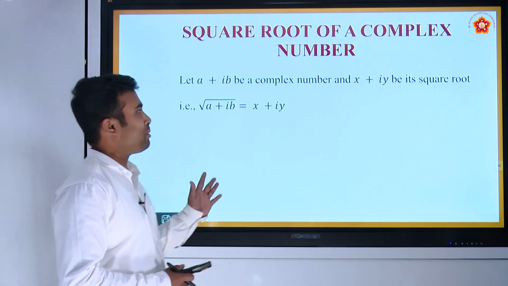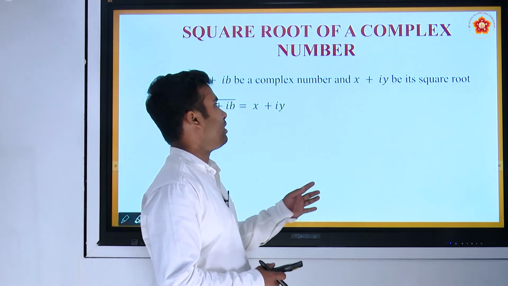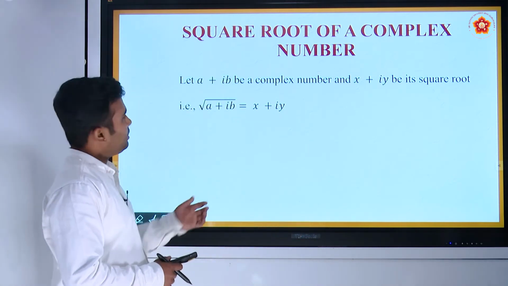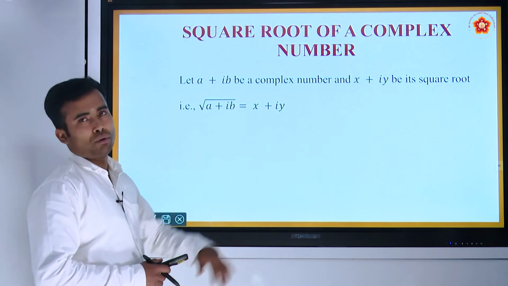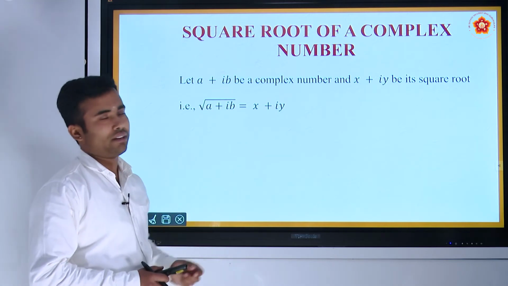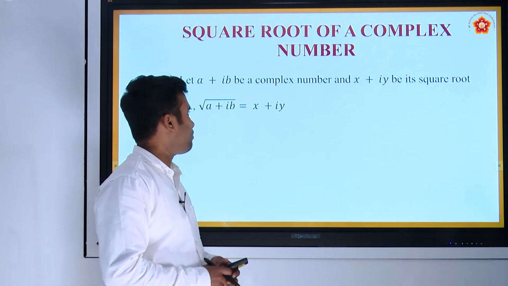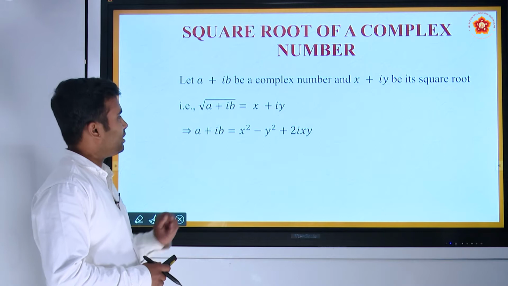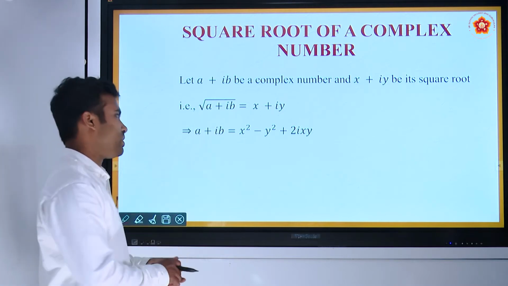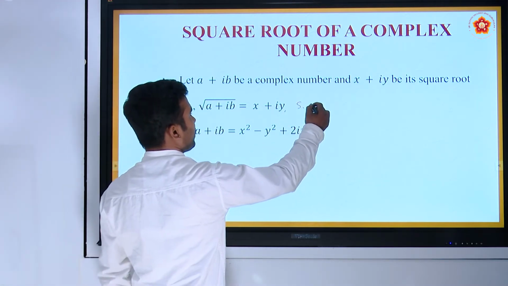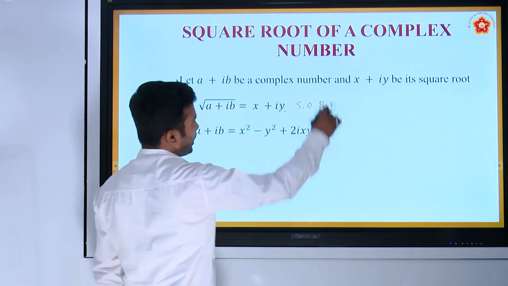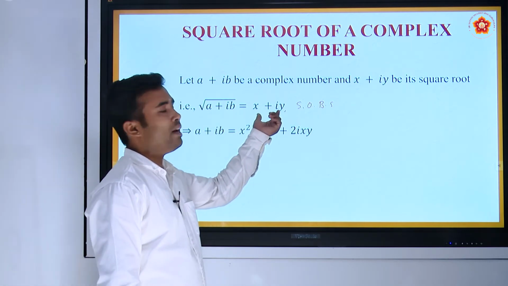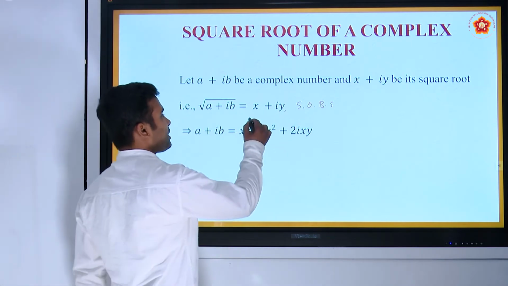Here, a plus ib is a complex number, and x plus iy is its square root. That is, square root of a plus ib will be equal to some other number, say x plus iy. We will find what is x and what is y. So if I take squaring on both sides, the root will get cancelled and this becomes x plus iy whole square.